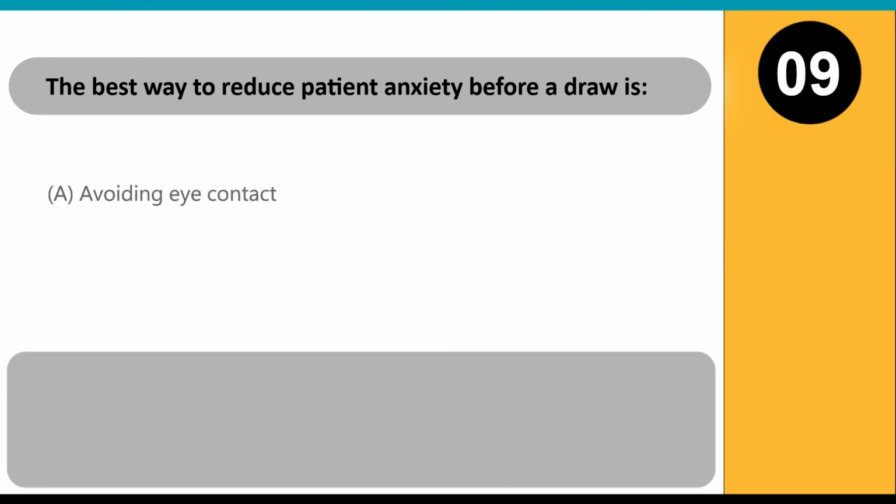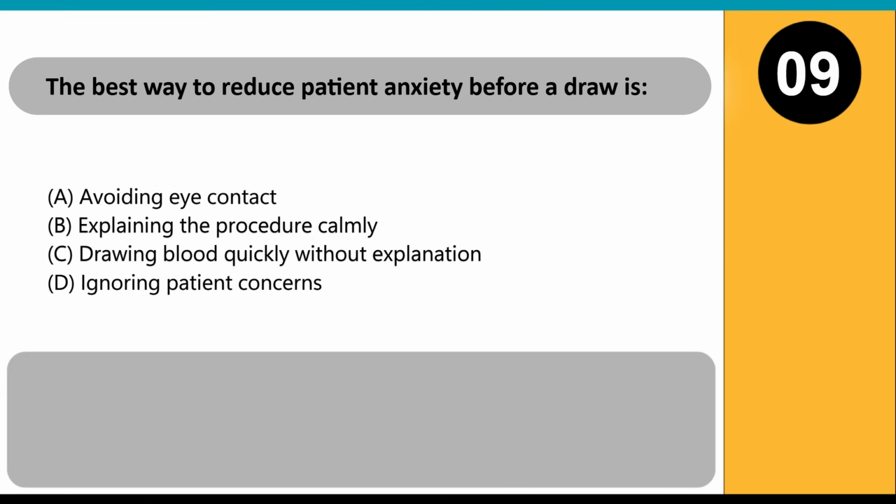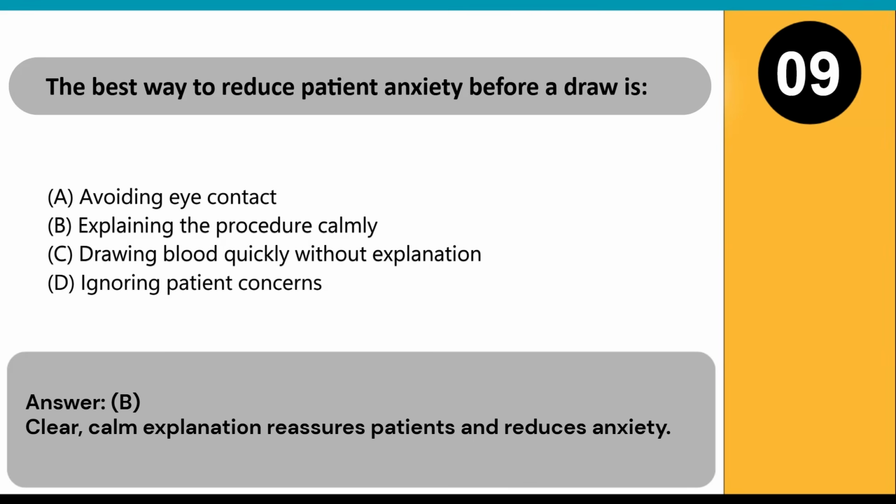The best way to reduce patient anxiety before a draw is: A. Avoiding eye contact. B. Explaining the procedure calmly. C. Drawing blood quickly without explanation. D. Ignoring patient concerns. Answer: B. Clear, calm explanation reassures patients and reduces anxiety.